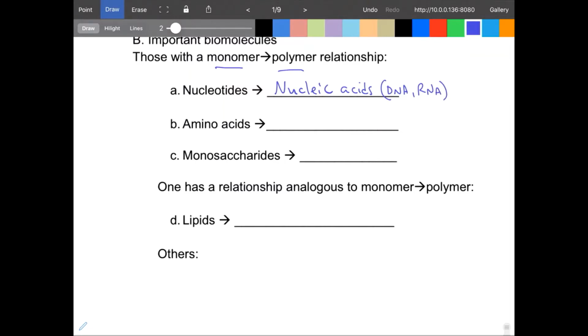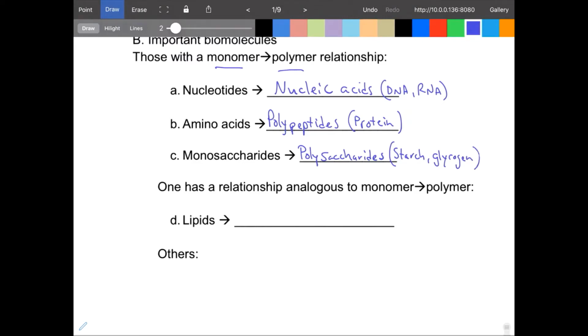Amino acids, again a monomer, can be linked together to make the polymer known as polypeptides, which would be the example we're going to spend most of our time looking at, something like protein or enzymes, right? Monosaccharides, meaning single sugar, can be linked together to make polysaccharides. And you might sometimes call polysaccharides complex carbohydrates. That's fine, but a couple examples might be things like starch and glycogen.